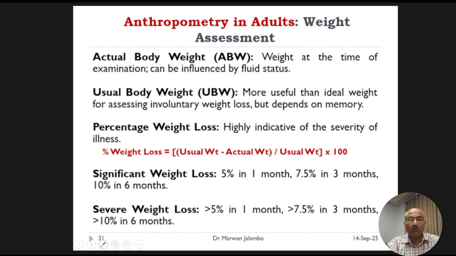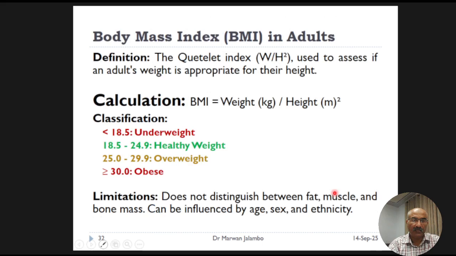Of course, the most common way we evaluate adult weight is by calculating the body mass index. And here are the categories of body mass index. Body mass index is calculated as weight over height in meters squared. A value less than 18.5 is classified as underweight, from 18.5 to 24.9 is normal or healthy weight, from 25 to 29.9 is classified as overweight, and 30 or more is classified as obese.